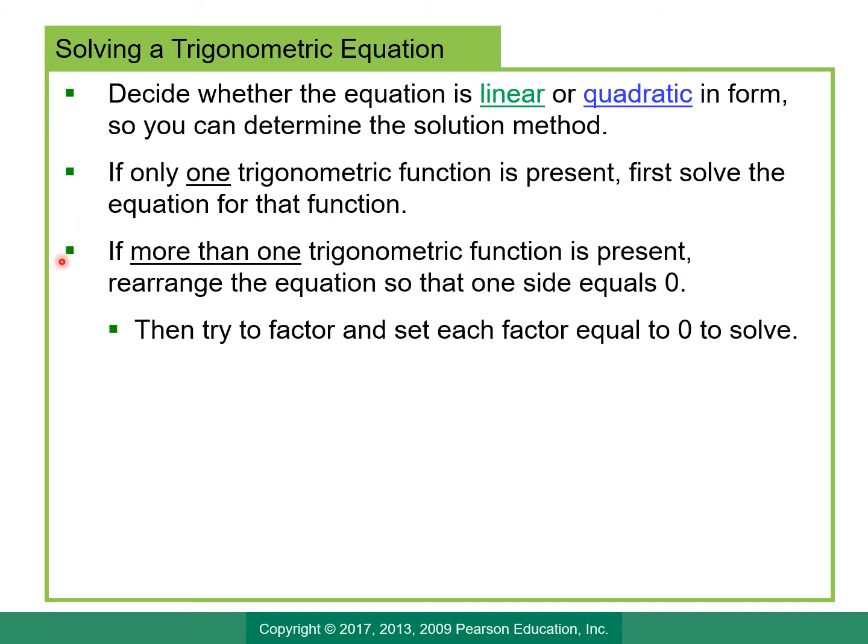If more than one trig function is present, you're going to rearrange your equation so that one side equals 0. So you'll do a combination of maybe adding or subtracting terms, possibly dividing out numbers to get one side of the equation to be 0. Then you try to factor and set each factor equal to 0 to solve.